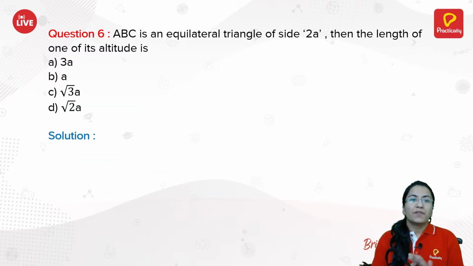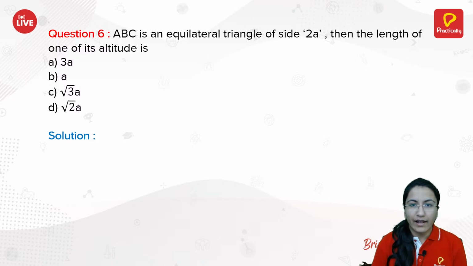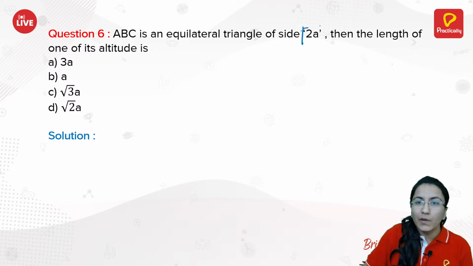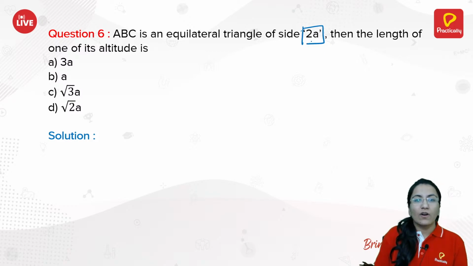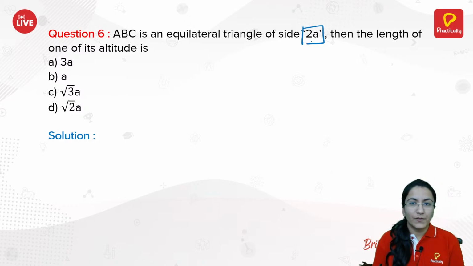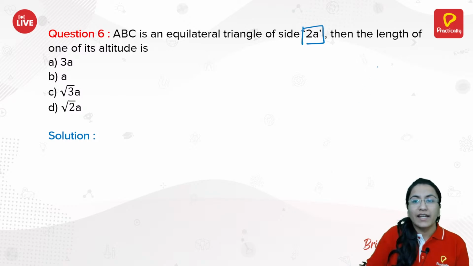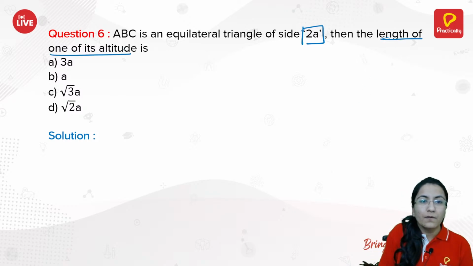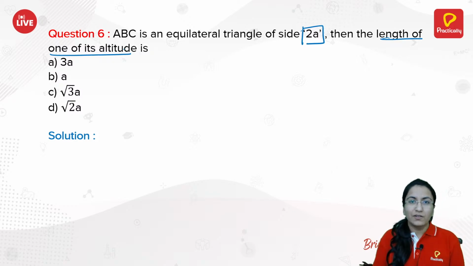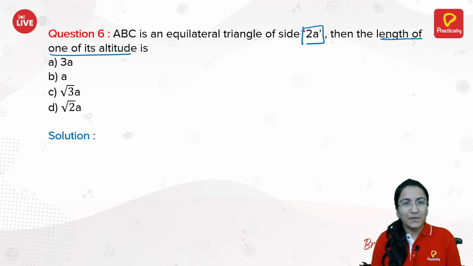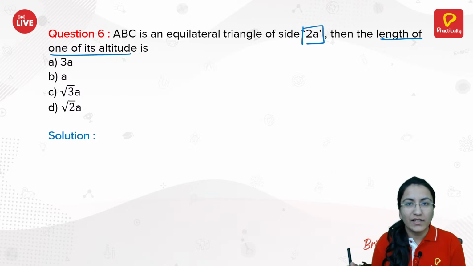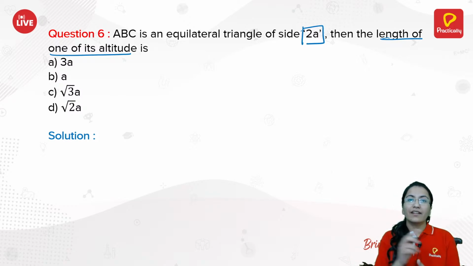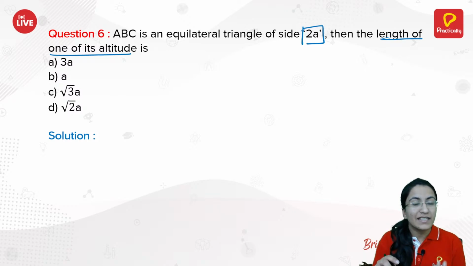Next question: ABC is an equilateral triangle which has side 2A. So 2A is the length of the side of an equilateral triangle. Now we are supposed to find the length of one of its altitudes. Why are they saying one of its altitudes? Why are they not mentioning which altitude has to be found? Right, so can you tell me? Because in an equilateral triangle, all the altitudes are of equal length.